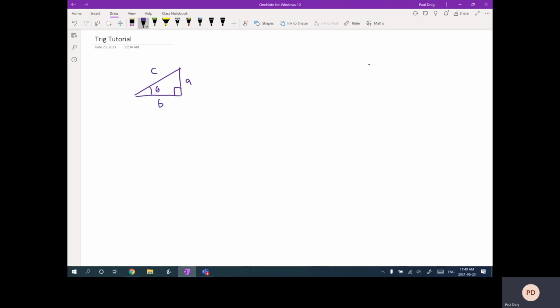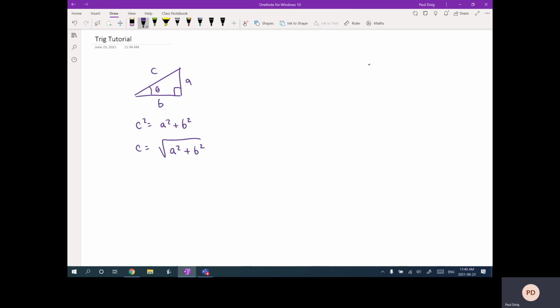For those who remember, Pythagorean theorem states that c squared is equal to a squared plus b squared. Therefore, c is equal to the square root of a squared plus b squared. All right? Remember, c does not equal a plus b. You can't take just the square root of a and the square root of b. You have to take everything under that radical. It's all under one root, so c equals the square root of a squared plus b squared.